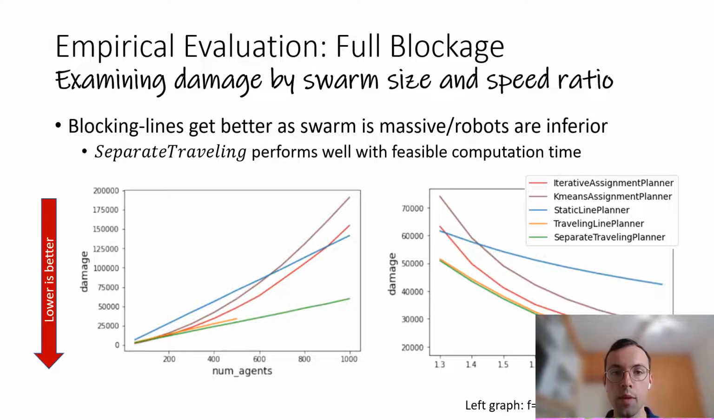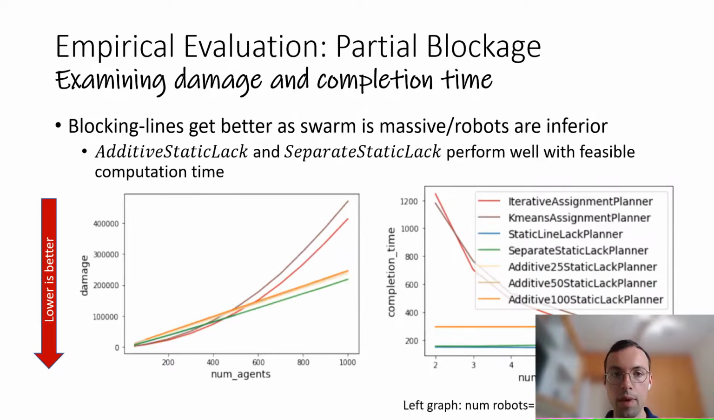When examining the swarm size and the speed of the robots, we can see the blocking lines get better as the robots become inferior. Among the blocking lines, the separate traveling, which is the green line here, works great in a reasonable computation time. For the partial blockage case, the blocking lines also become relatively better as the robots are inferior. In particular, the proven blue line, static line lag, works great, but practically the heuristic additive static lag and separate static lag can perform well as well.